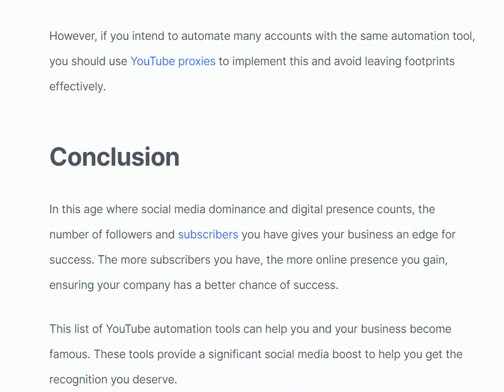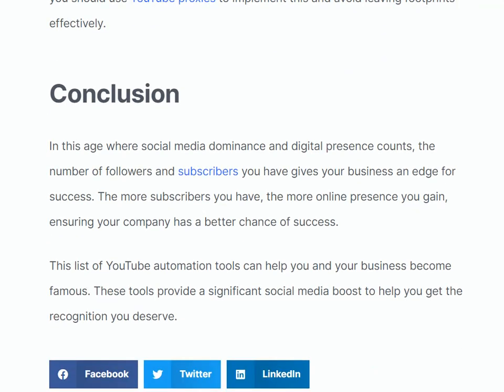Now I come to the conclusion. In this age where social media dominance and dependence count, the number of followers and subscribers you have gives your business an edge for success. The more subscribers you have, the more online presence you gain, ensuring your company has a better chance of success.